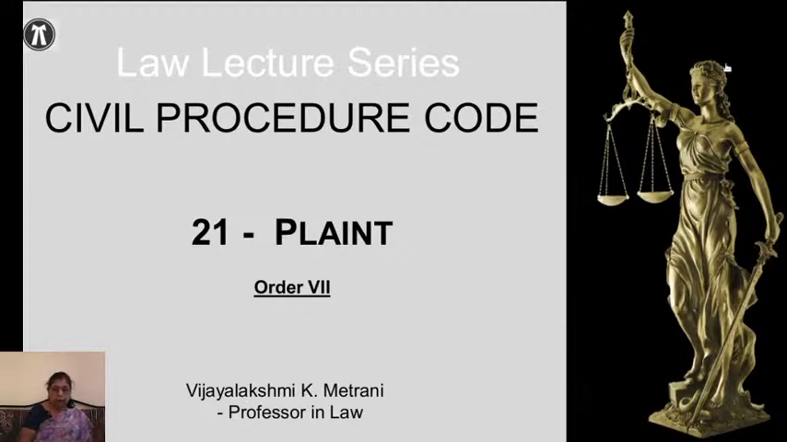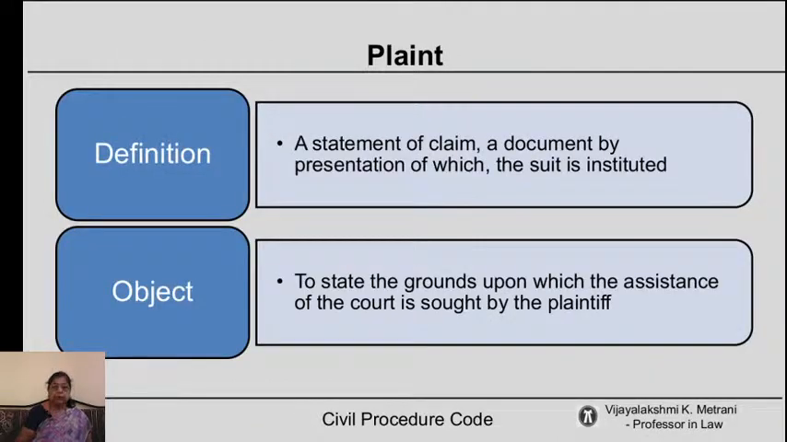So then let us see what are the provisions of Order 7. We will see all the contents of the plaint and we will discuss them in detail. First of all, when we speak about the plaint, we can define the plaint in a short sentence, that is, it is a statement of claim, a document by presentation of which the suit is instituted. This is a simple definition. So we file the plaint and the suit is instituted. That is, we set the civil law in motion, let us say.